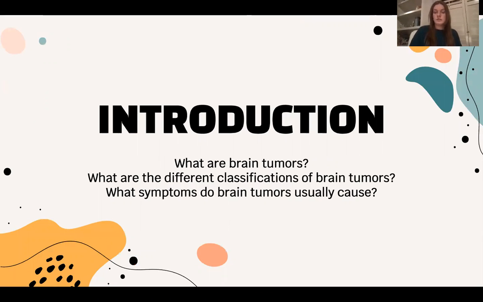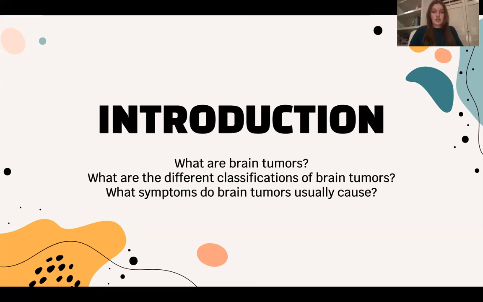What are brain tumors? Brain tumors are a mass or growth of abnormal cells in the brain. They can be benign, meaning they don't spread, or they can be malignant, or cancerous, but they usually cause symptoms and can be dangerous even if they are not cancerous.